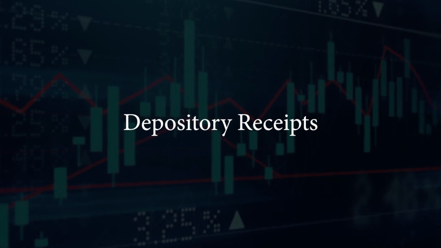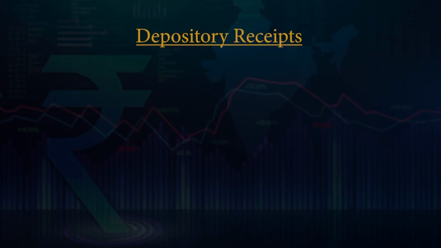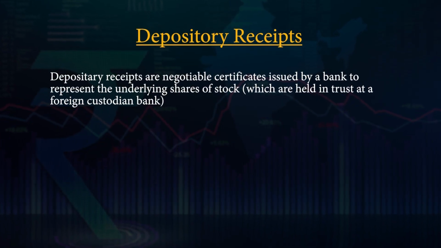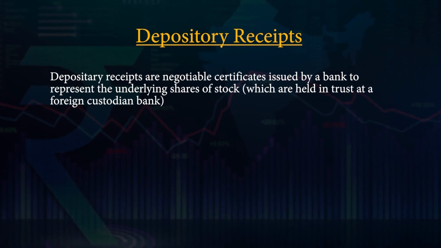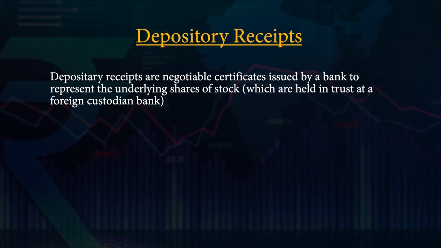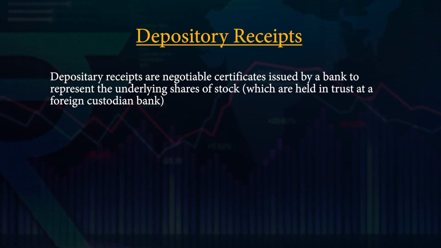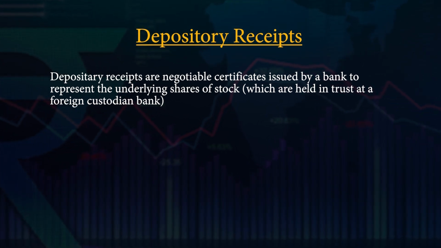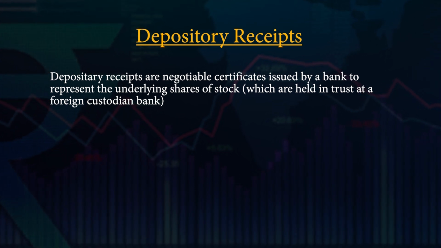So before we try to elucidate how equity is sourced globally, we try to understand what these depositary receipts are. Now, depositary receipts are negotiable certificates which are issued by a bank to represent the underlying share of stock which are held in trust at a foreign custodian bank.